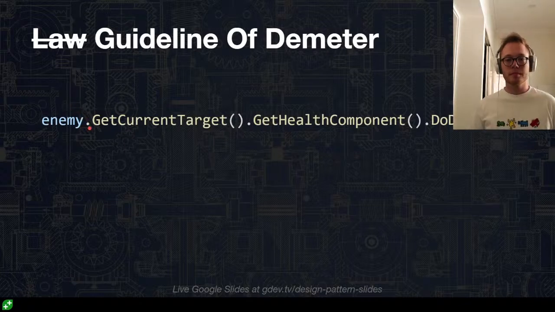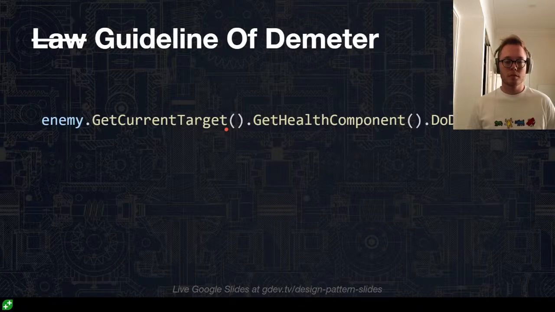We know about the interface of enemies, so doing a get current target on enemy should be fine. That's a publicly exposed variable. We are depending upon its public interface. That is okay. However, what's not okay is that then this target is of some other type. Maybe it's a player, for example. Maybe it's a character. And we are now calling a function on that. So now we're depending upon that class as well.